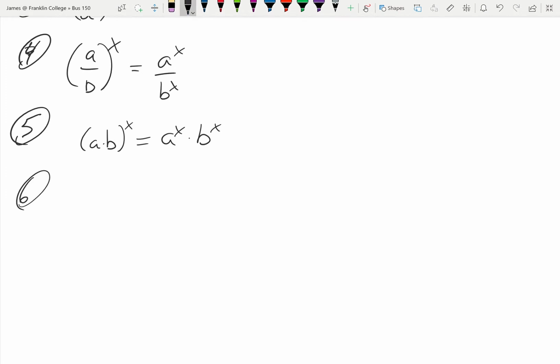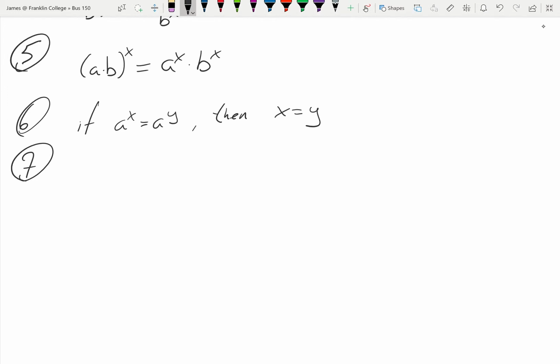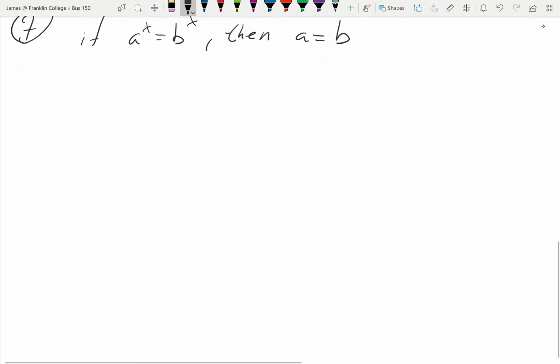And 6, if a to the x equals a to the y, why then we know that x equals y. Similarly, if a raised to the x equals b raised to the x, why then a equals b. Alright, so that's some nice properties that we're going to be using when dealing with exponential functions.